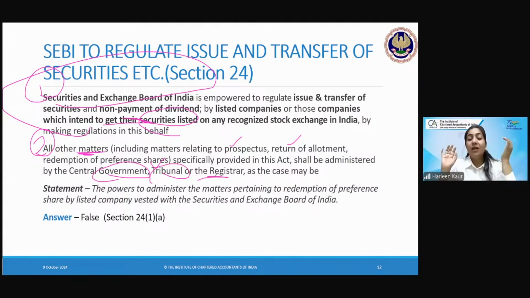What did it say? All other matters related to the return of allotment of shares, how the prospectus will be issued, how the redemption of preference shares will take place, shall be administered by the Central Government, Tribunal, or the Registrar, as the case may be. So the question the examiner has asked you: the power to administer matters relating to redemption of preference shares by a listed company, will SEBI be taking care? Who will take care of redemption of preference shares? Tell me. You can see the options there in front of you on the screen.